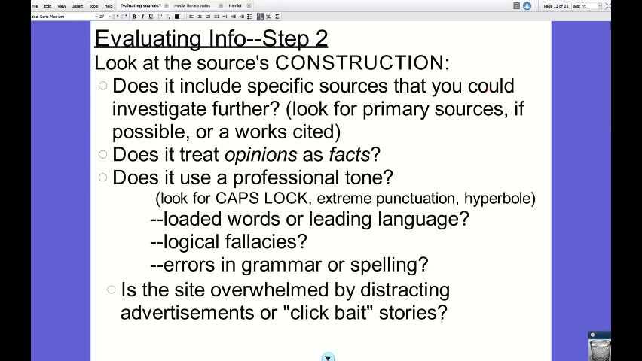Also looking for loaded words, which we talked about last semester in our rhetoric unit. Those are words that have a strong positive or negative connotation.